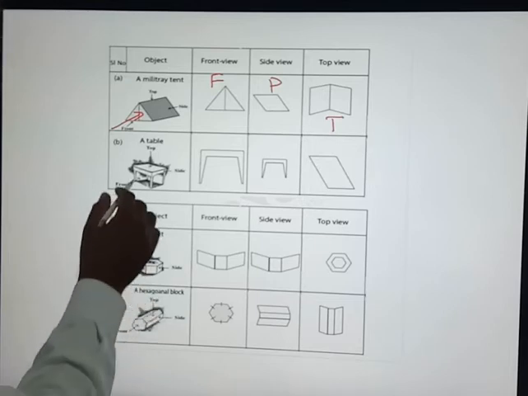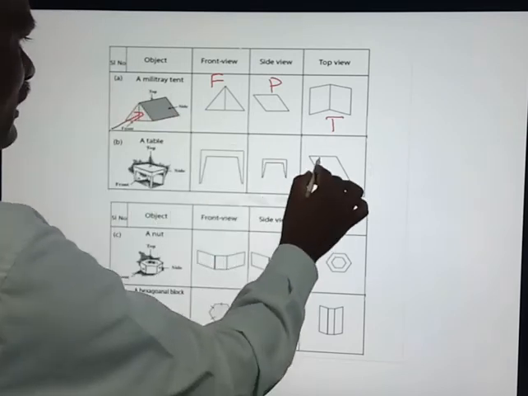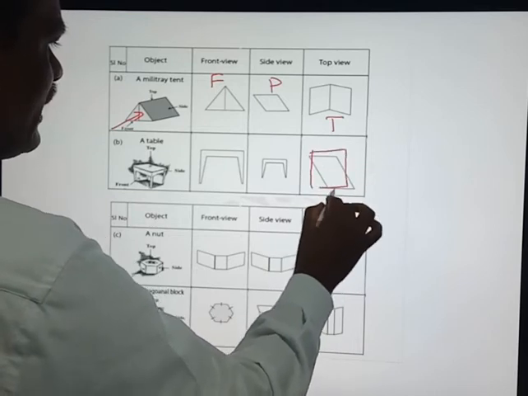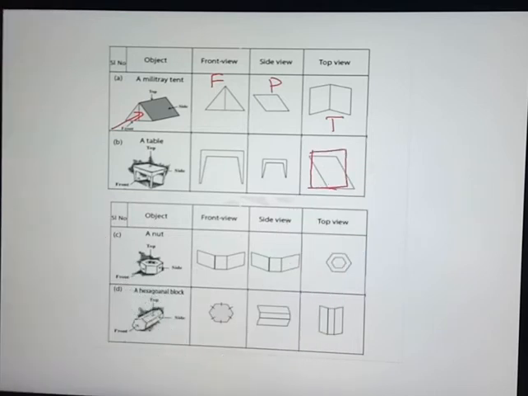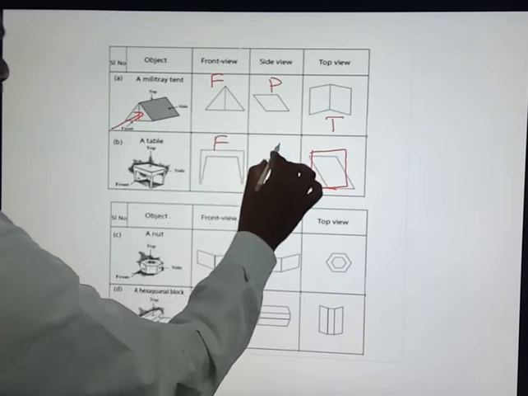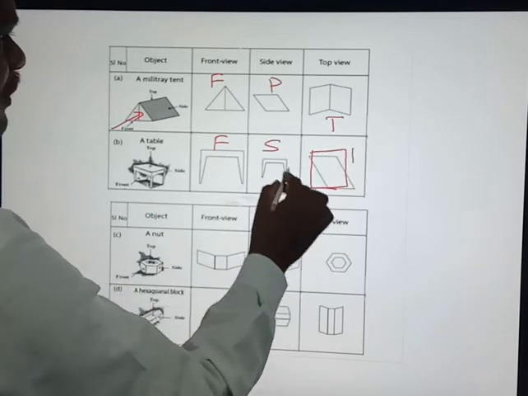Now look at this tabletop. This is actually round, but the tabletop looks like a rectangle only. Okay. This is the front view and this is the side view. And this is the top view. This is the side.